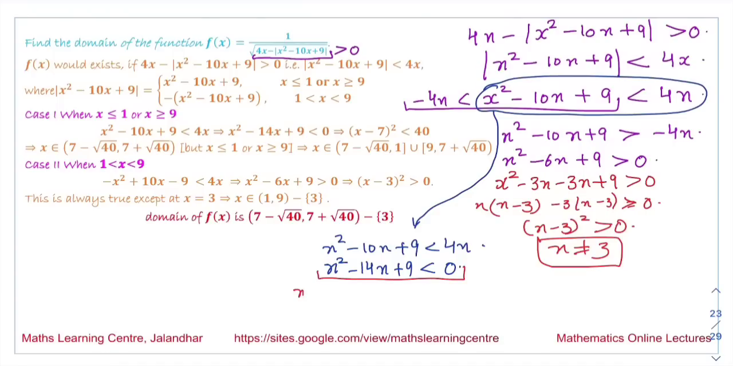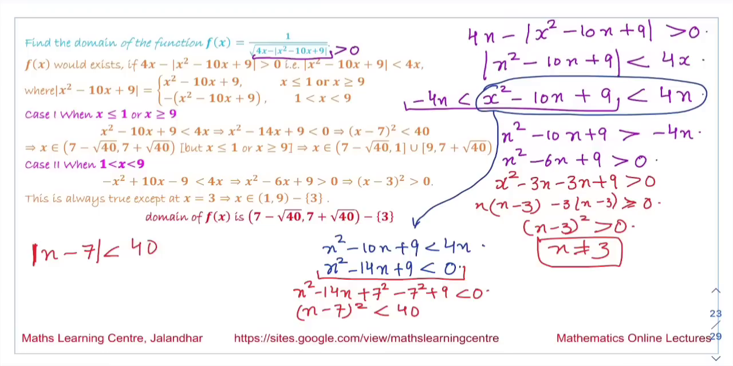If we complete the square, we are having x square minus 14x plus 7 square minus 7 square plus 9 is less than 0. So we get x minus 7 square should be less than 40. So the value for this we will get, it is mod of x minus 7. We are taking the square root, so mod of x minus 7 should be less than square root of 40.